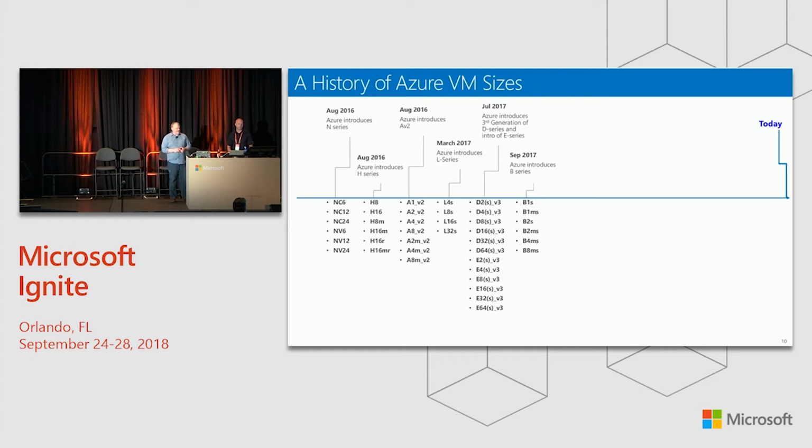We also introduced at Ignite last year the B series, which is a burstable set of machines. I'll talk a little more about the B series and how it can be very useful for your workloads, but again, you need to know a little about it to make sure you use it effectively.